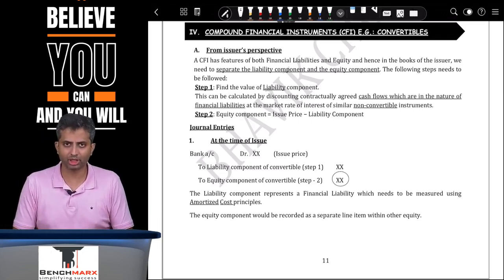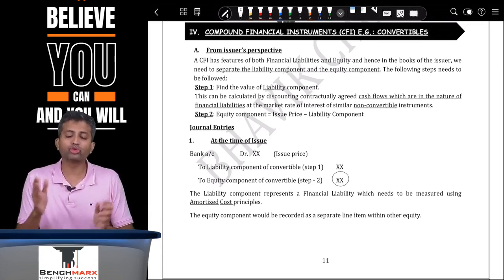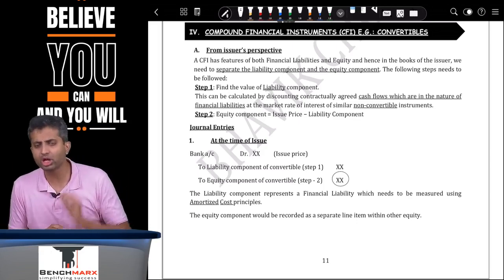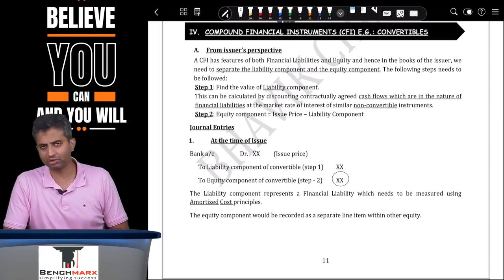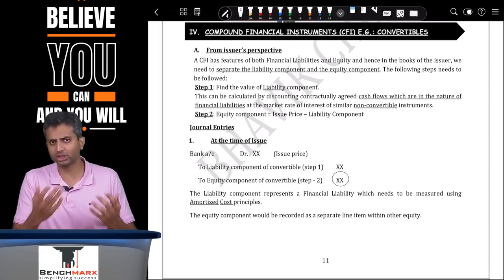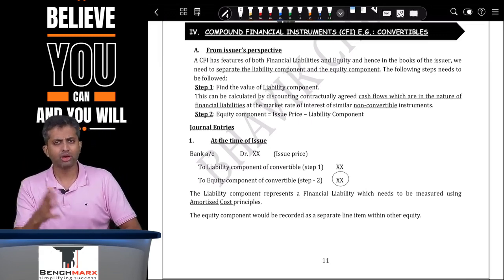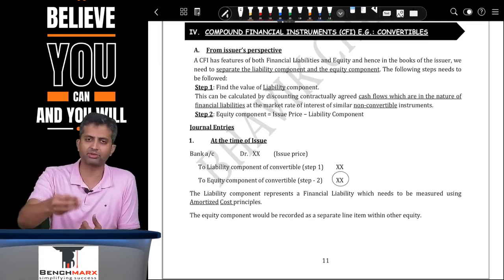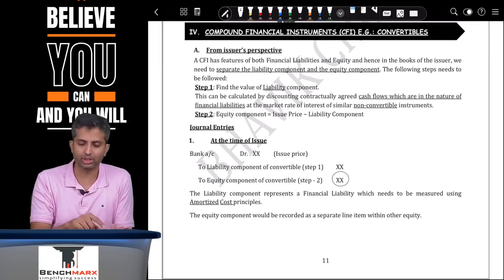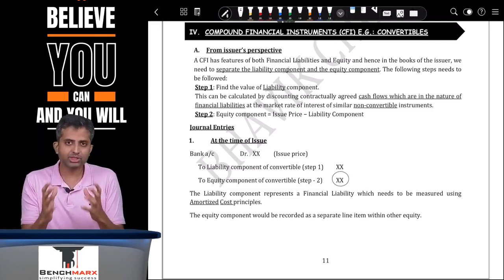How will you do the split accounting? Well, you might have received some issue proceeds. The standard says you will have to split the issue proceeds into the liability component of a convertible debenture and an equity component of a convertible debenture. So for example, if I have received let us say 10,000 rupees today for a 7% convertible debenture, which is going to pay coupon at the rate of 7% for a period of 5 years, and then it can get converted optionally, or it will get converted compulsorily. In which case, what will you do?